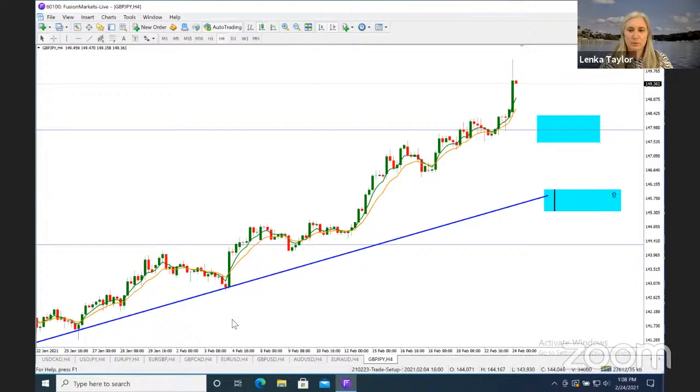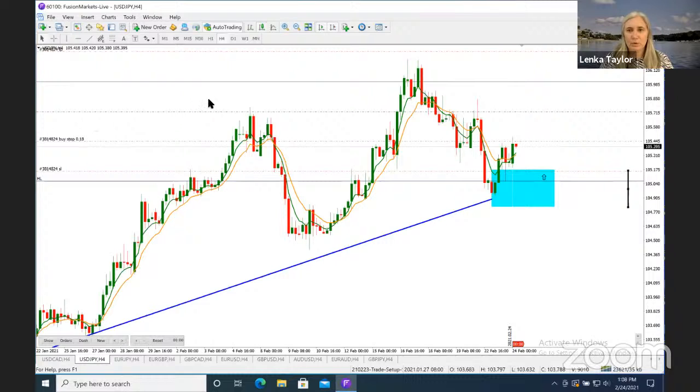Okay, so that's all the trade setups, the charts to go through for today. So at the moment, we've got a new pending order for the USD JPY at those levels there.